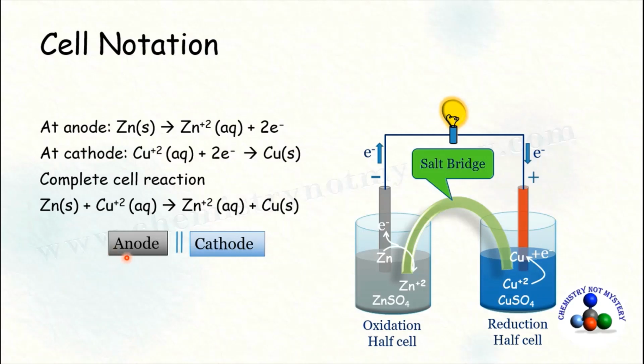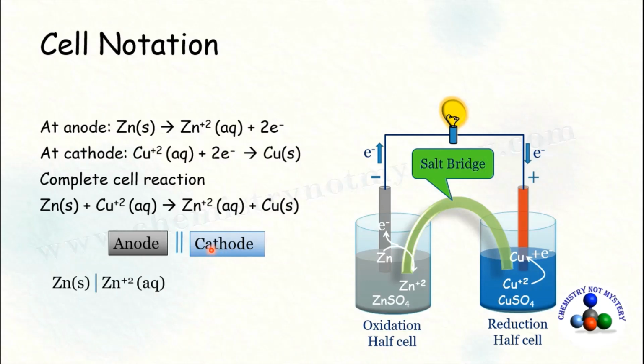Now we will write the information about the anode. At the anode, zinc converts into zinc 2 plus ion. Zinc is present at the electrode and zinc 2 plus ion is present in the electrolyte, so there is a phase difference. Zinc is in the solid state and zinc 2 plus ions are in the aqueous phase. So there is a phase difference between zinc and zinc 2 plus ion, and we are going to separate them by a vertical line.